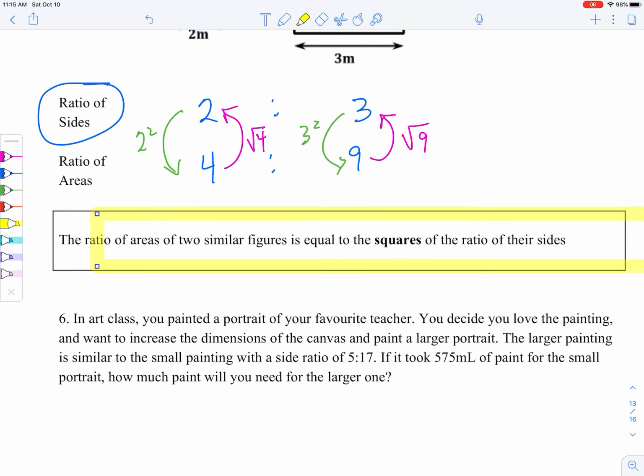It's really important that you know that the ratio of areas of two similar figures is equal to the square of the ratio of the sides. So the ratio of the areas is equal to the square of the ratio of the sides.